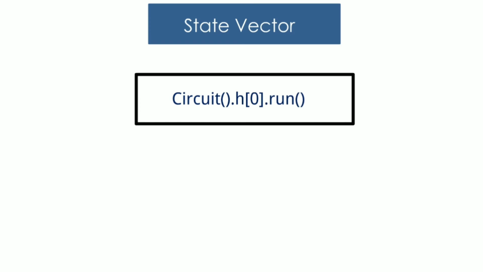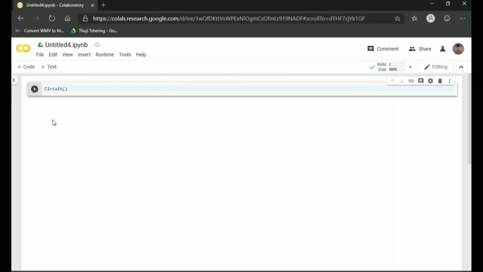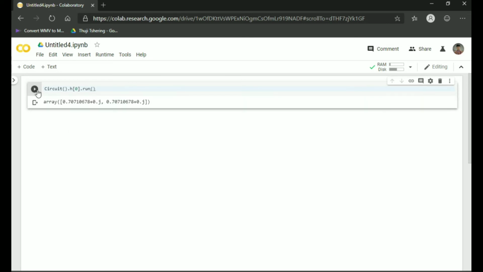If we run this code, we will get an array as an output like this. The number on the left is the probability that 0 will appear, and the number on the right is the probability that 1 will appear. Let us confirm this. Type the code that was shown earlier, then run it, and as you can see, we get the output that was explained earlier.